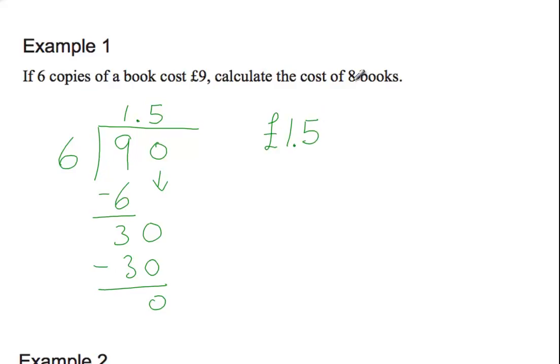Now we want to purchase 8 books, not just 6. We want to buy 8. So if it's 1.5 pounds per book, we can multiply that by 8 books to find out what our total will be. And 1.5 times 8 is 12. So the total that we would spend would be 12 pounds to purchase 8 of these books.